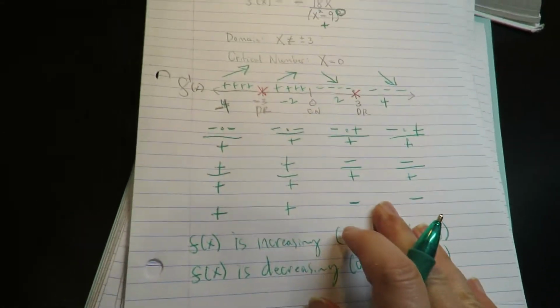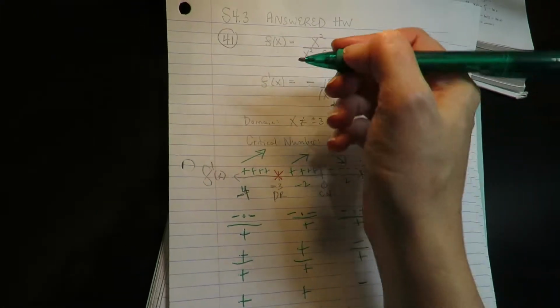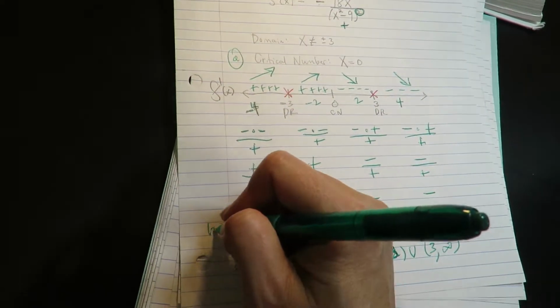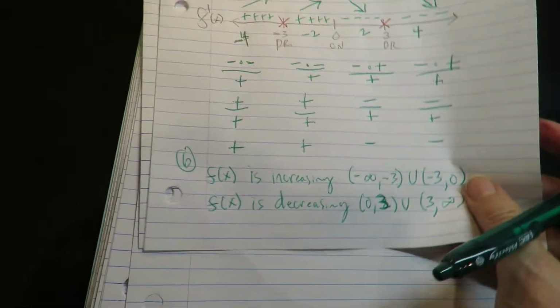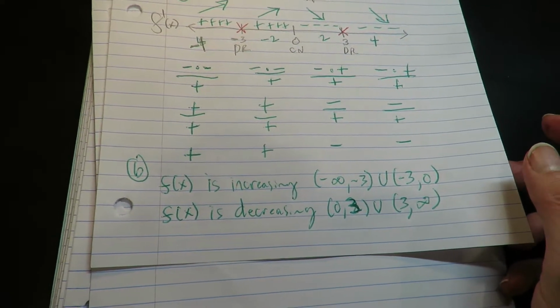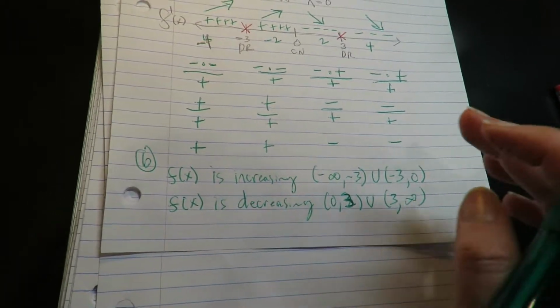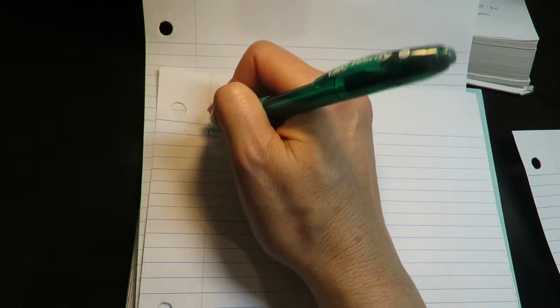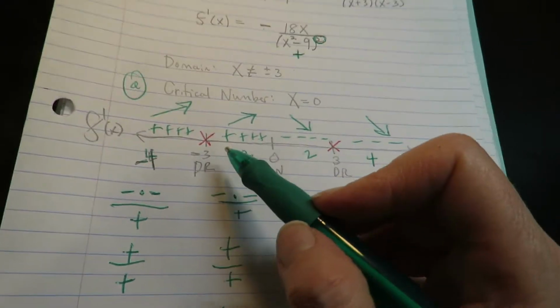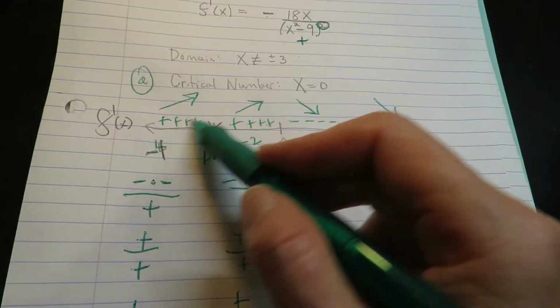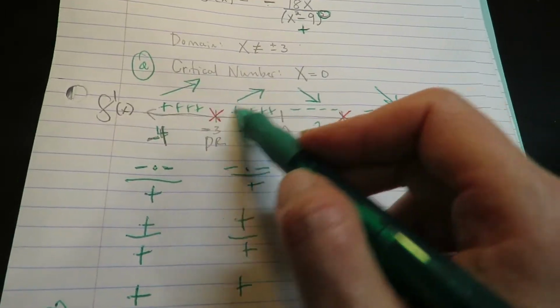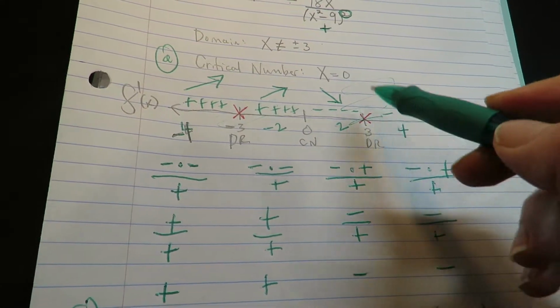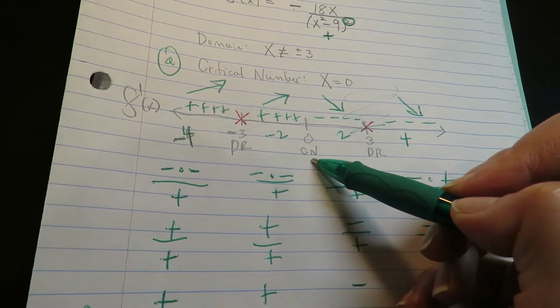Okay, so your book gives critical numbers as part A, and increasing and decreasing is part B. So this is where the function goes up and this is where the function goes down, and then we just have part C, which is the relative extrema. Now when we look at this, you can't have a max or a min on a VA, so there's nothing here. You can only have a max and a min at a critical number.